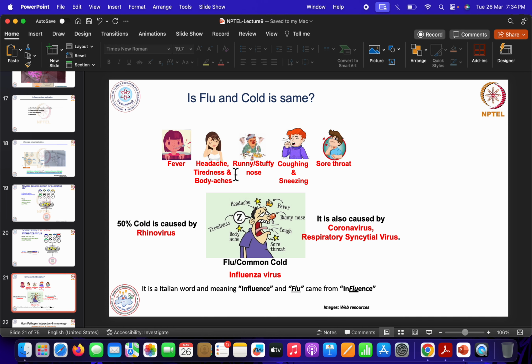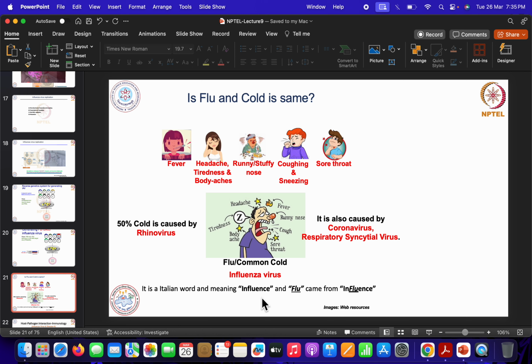Are flu and cold the same? So what happens in the flu or cold, what are the symptoms? Fever, headache, tiredness, body aches, runny stuffy nose, coughing and sneezing, sore throat. 50% of colds are caused by rhinoviruses. It's also caused by coronaviruses and respiratory syncytial viruses. Flu is caused by influenza viruses.